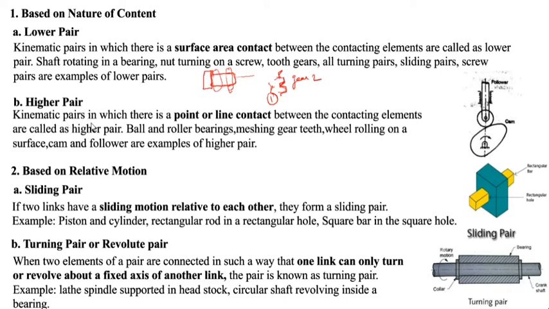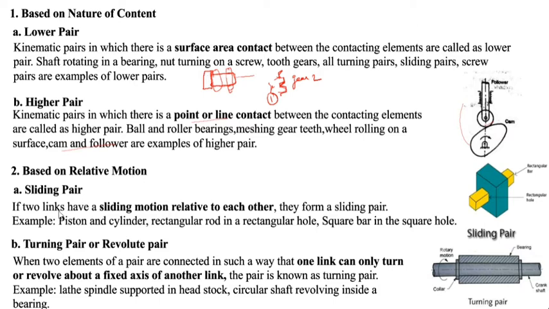Higher pair. Higher pair means kinematic pairs in which there is a point or line contact between the contacting elements. Ball and roller bearings, meshing gear teeth, wheel rolling on a surface, cam and follower. You see the cam and follower. This is the cam, this is the follower. Line contact between the contacting elements.